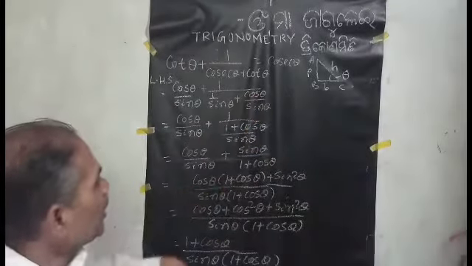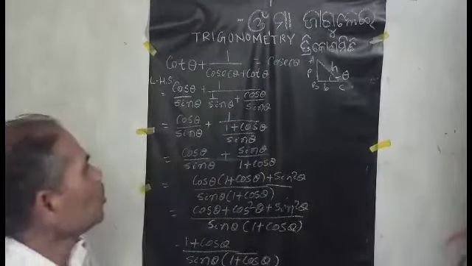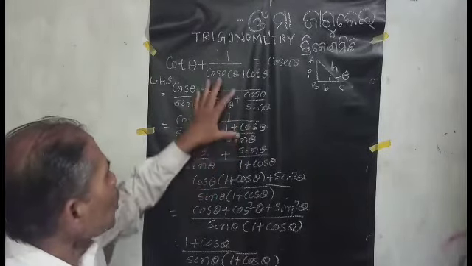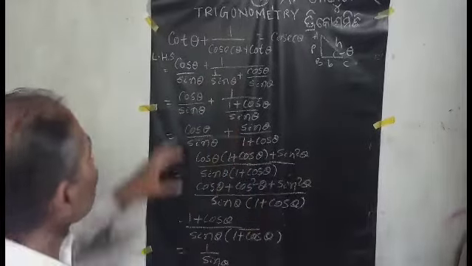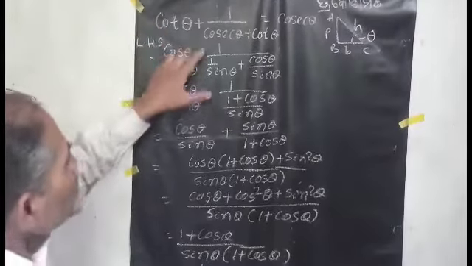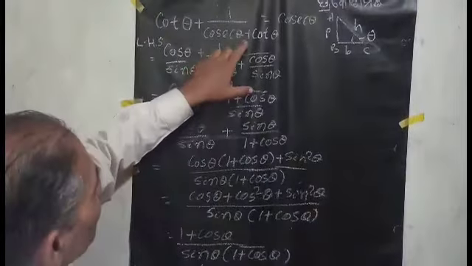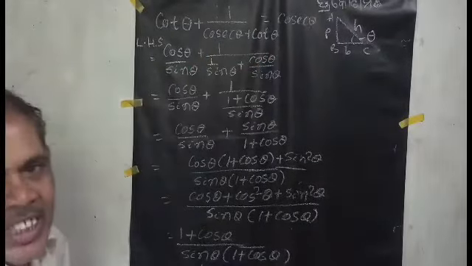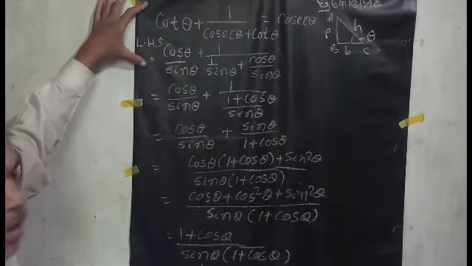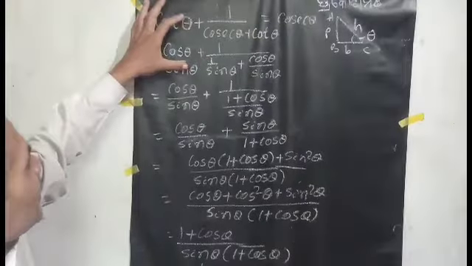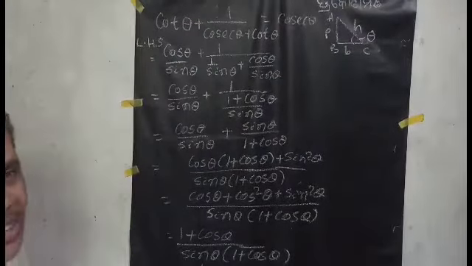Here I am going to solve a problem and clear your doubts. Cot theta plus 1 by cosec theta plus cot theta is equal to cosec theta. This is called prove that. We will prove it. This part is called cosec theta.